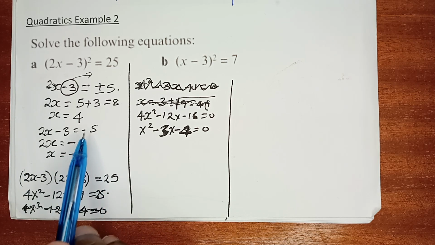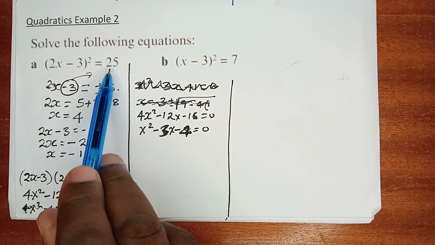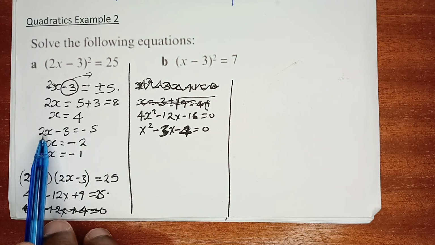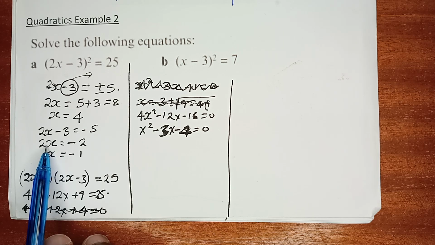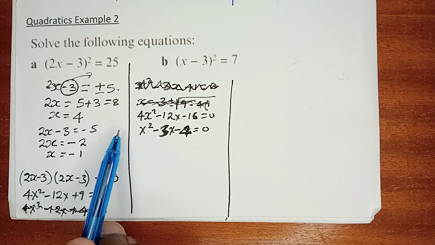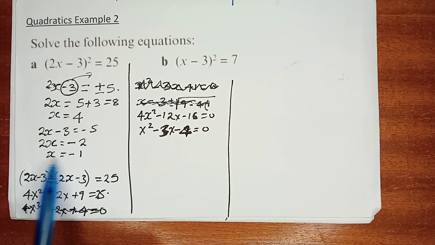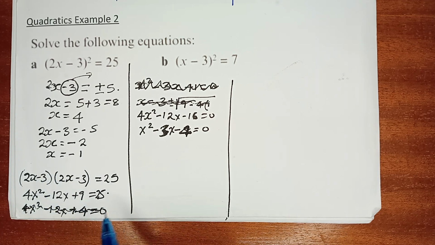It could also be, when the root of 25 is negative 5, that 2x minus 3 is equals to negative 5, and negative 5 plus 3 is minus 2, and x is simply negative 1.